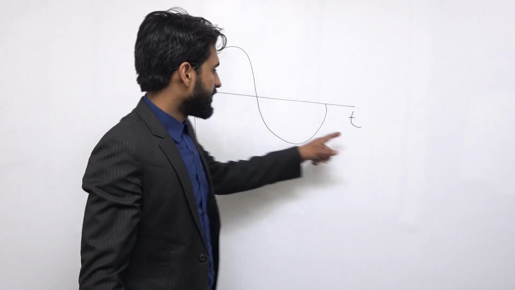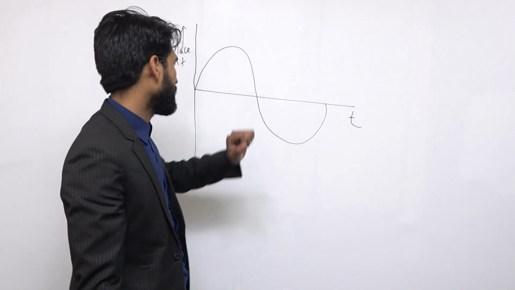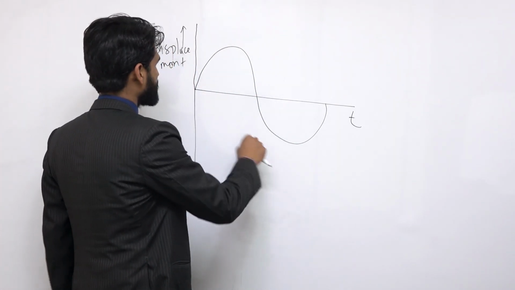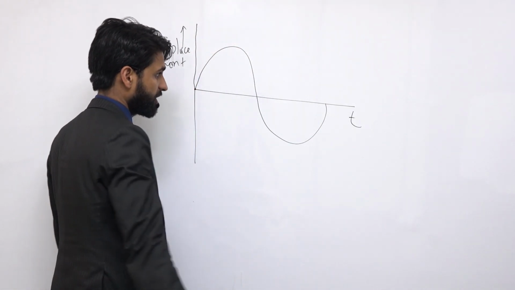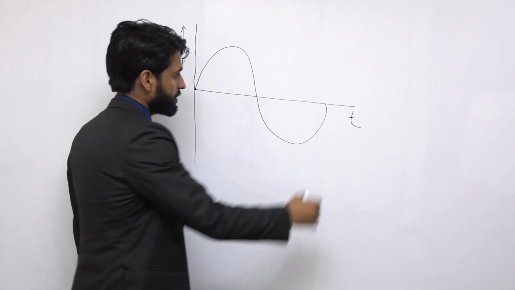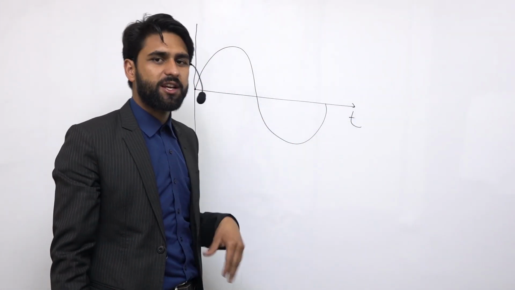So here is displacement, here is time. We plot the graph and we always represent a wave this way. So what are the things associated with this wave? Here, the representation.